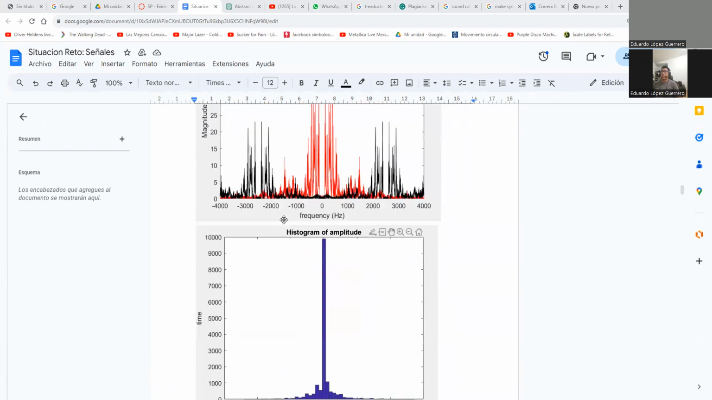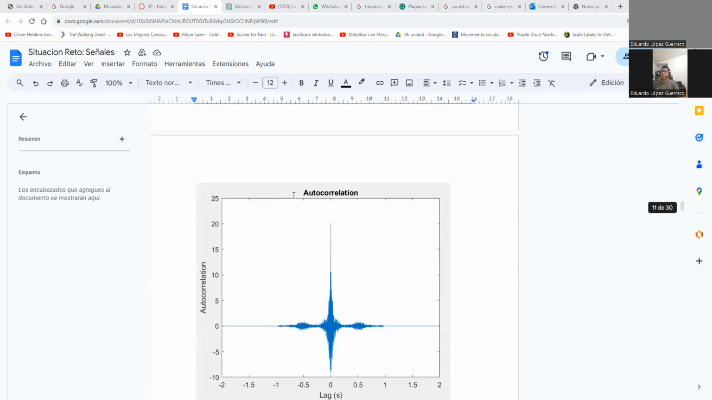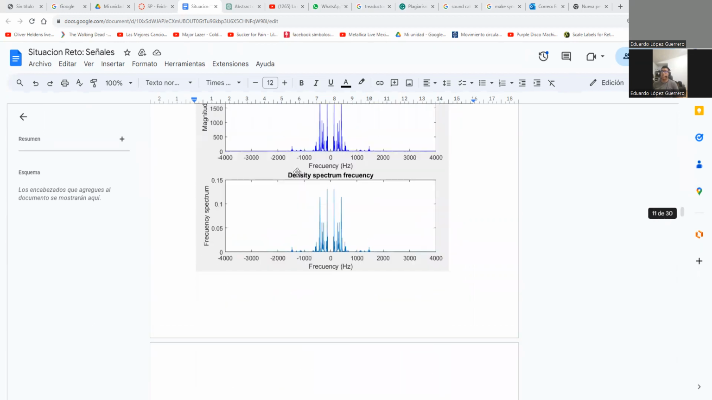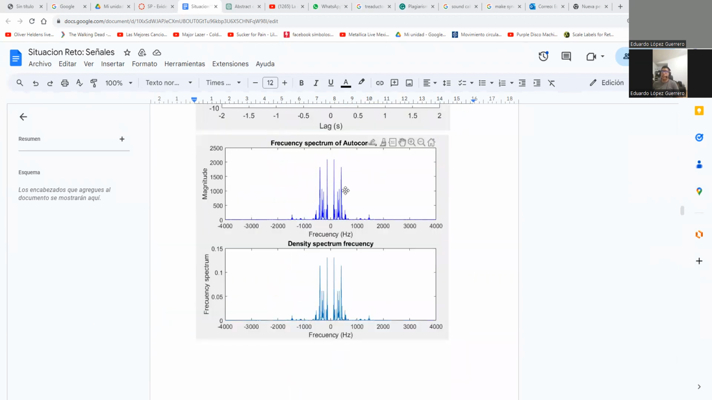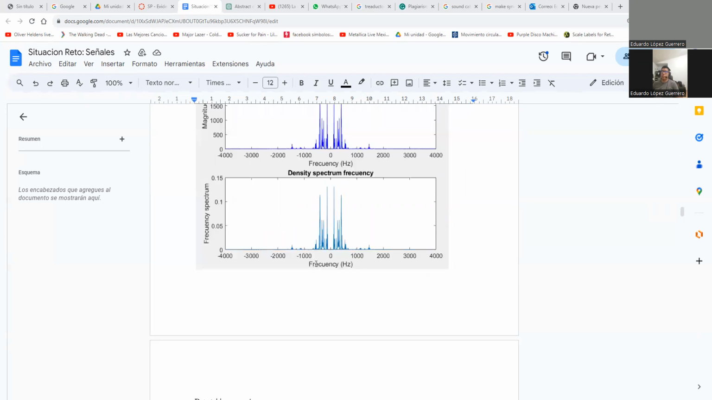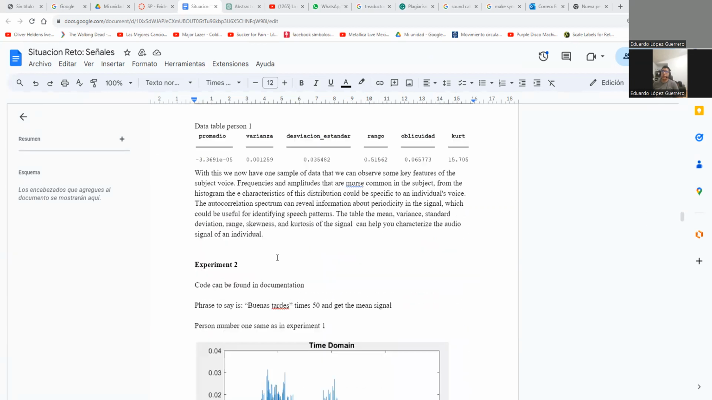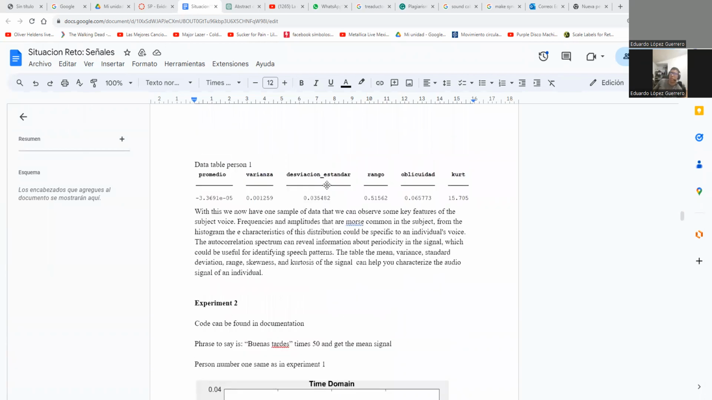We have these tables we obtained in MATLAB. As you can see here, it is the spectrum of the voice, the frequency spectrum of the voice. And we can have this statistical analysis of the voice.